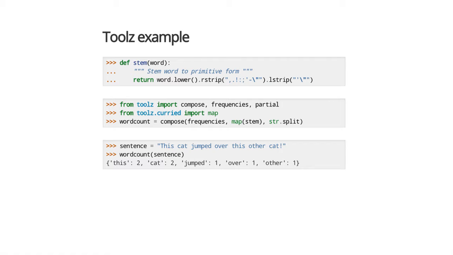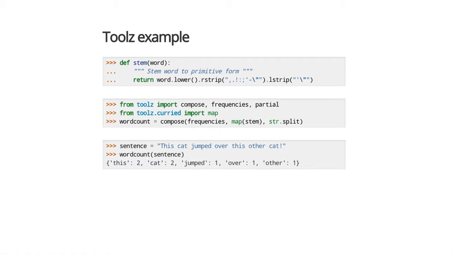This is an example. I'll just kind of hand wave it through with you. So at the very end, you have a very important sentence. The cat jumped over the other cat. And you do a word count of the sentence. So this happened twice, the cat happened twice, something like that. And what it does is, like all the functional programming stuff, you have a bunch of small functions, and you combine them together.